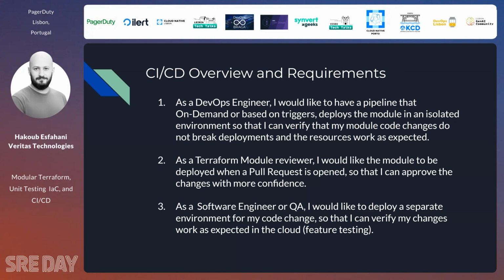So I would like to have a pipeline that, on demand or based on triggers, deploys the module in an isolated environment so that I can verify that my module code changes do not break deployments and the resources work as expected. And as a reviewer, I would like the module to be deployed when a pull request is opened so that I can approve the changes with more confidence.